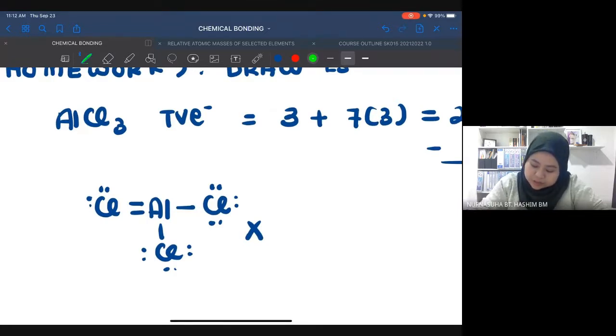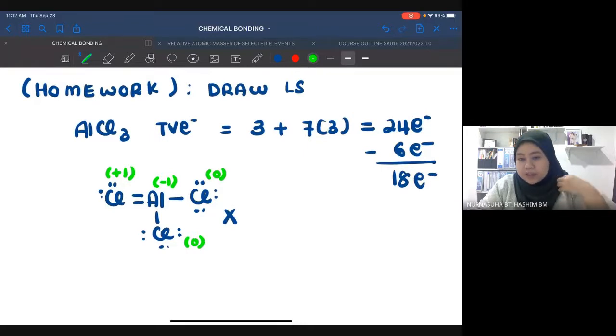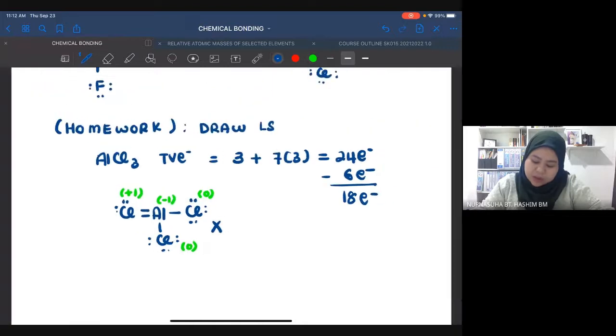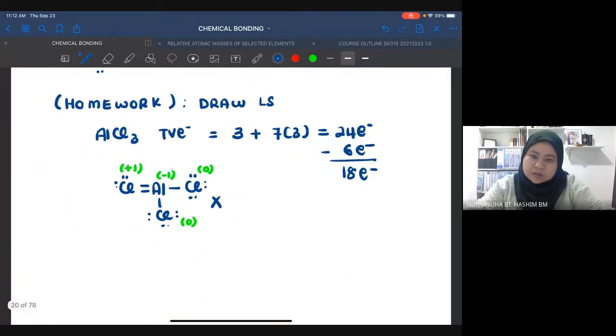Okay, so this one, 7 tolak 1 tolak 6, you should get 0. This one 0. 3 tolak 4, this one negative 1. This one you should get positive 1. Okay. Cuba awak tengok formal charge. Okay. I have mentioned to you before, central atom is least electronegative.